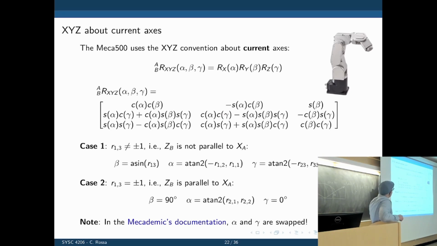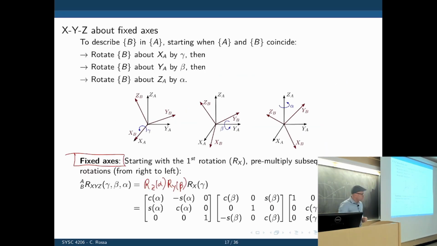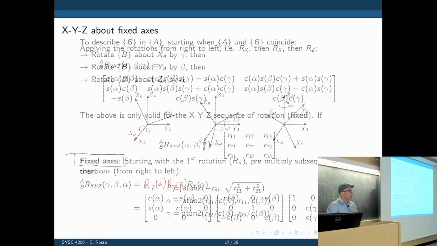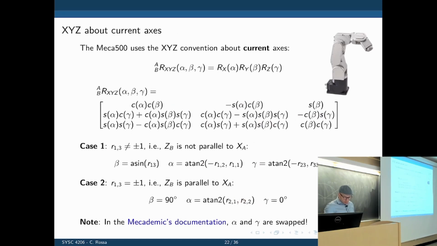So if that is the case, then you're doing now X, Y, Z about current axes. Right, so we start with the first, post-multiply. We have Rx, Ry, Rz, multiply them again. So if you go back to our multiplication here, we need to swap the first and the third. Right? Yeah? And then redo the whole calculation, and that's the matrix that you'll find in their programming manual. Right? Because their convention for Euler angles is X, Y, Z about current frames.